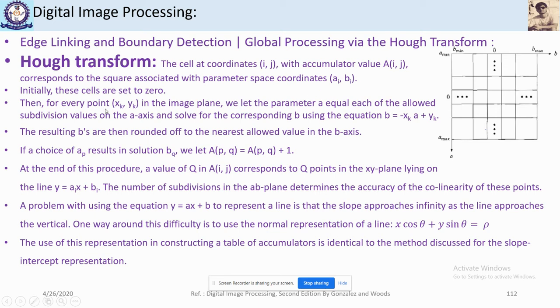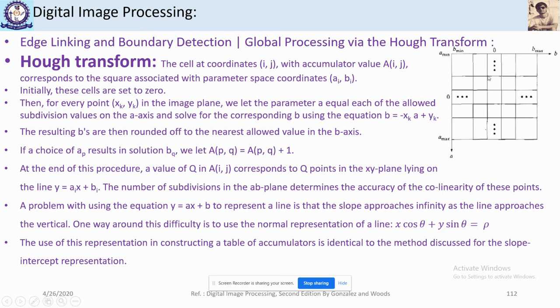Then for every point xk, yk in the image plane, we let the parameter a equal each of the allowed subdivision values on the a-axis, and solve for the corresponding b using the equation b is equal to minus xk a plus yk. So what is done? Every point is taken from the xy plane. Suppose this point is taken. For this point, this is our equation.